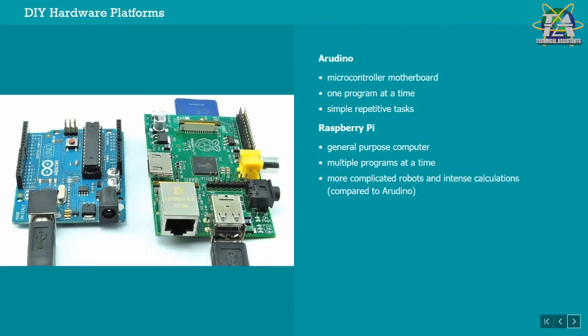So, if you are more interested in customizing and creating your own device, there are several hardware platforms. On the left, you can see the Arduino, a microcontroller motherboard that runs one program at a time. It is best used for more simple and repetitive tasks like opening and closing doors and creating simple robots. On the right, you can see a Raspberry Pi, a more general purpose computer that can run multiple programs. It is better used for more complicated robots and intense calculations.